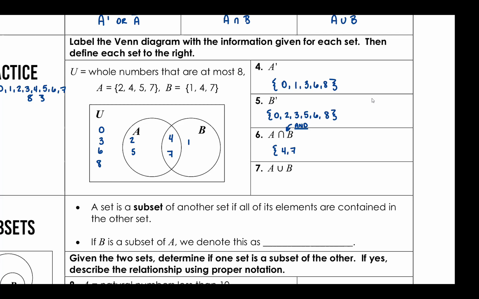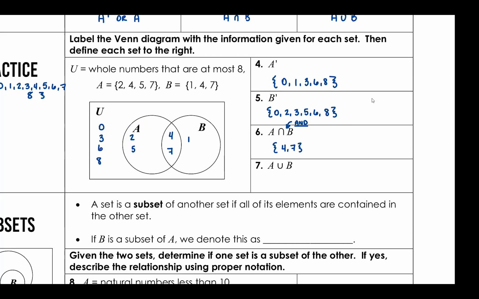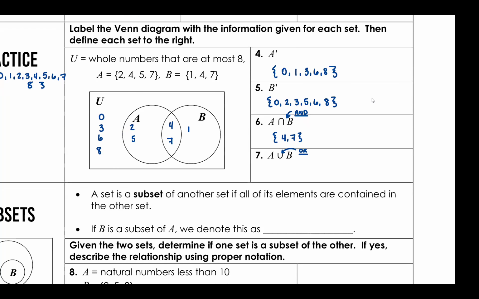And then lastly, A or, again, learn our notation, A or B. So now it can be in either one. So 1, 2, 4, 5, 7. And then notice that does not include the ones that are out there.